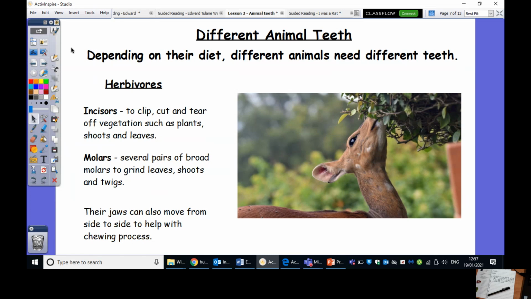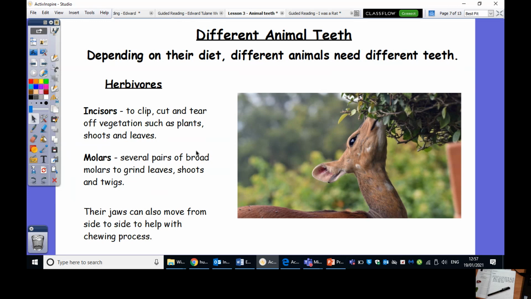So herbivores have a very different set of teeth to carnivores because they eat different things. Remember, carnivores just eat meat, herbivores just eat plants. So herbivores need incisors to clip, cut, and tear off vegetation such as plants, shoots, and leaves. So if you look at the deer here, that is a herbivore, you can see that it's using its front incisors to cut off vegetation. So literally like a pair of scissors, remember, incisor, scissor, to cut off those leaves.